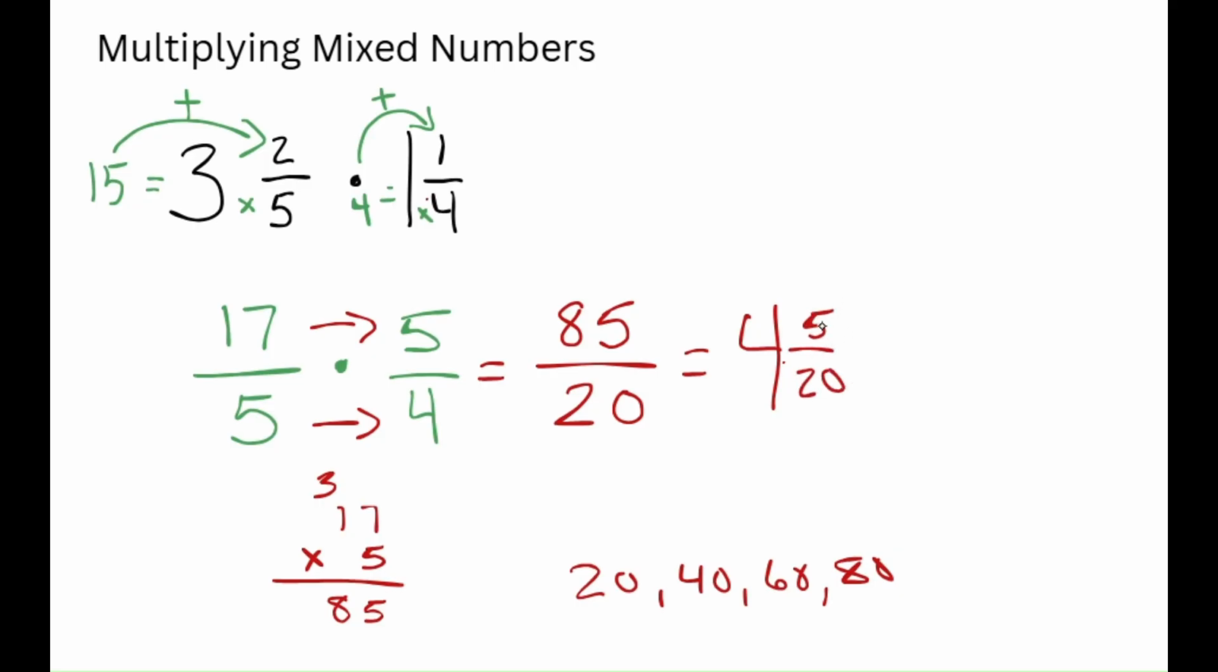And then you could even go lower than that, because you should recognize that you can divide 5 and 20 by 5. So you would get something like 4. 5 divided by 5 is 1. 20 divided by 5 is 4, so you should get 4 1/4.